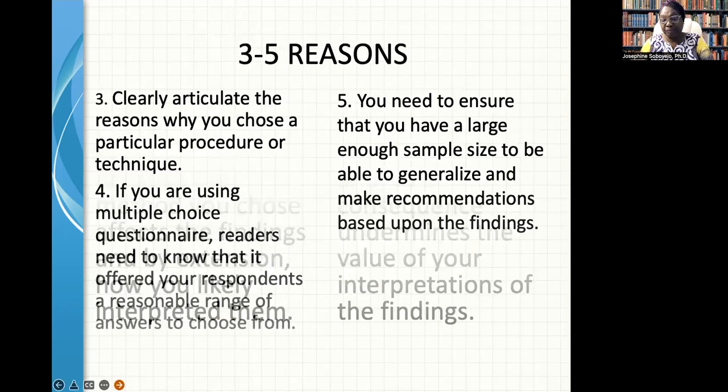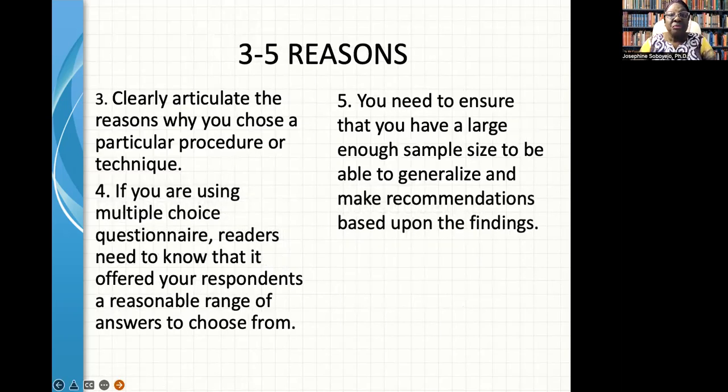The third, clearly articulate the reasons why you chose a particular procedure or technique. In your findings, you must clearly articulate why you chose a particular procedure or technique instead of another one.